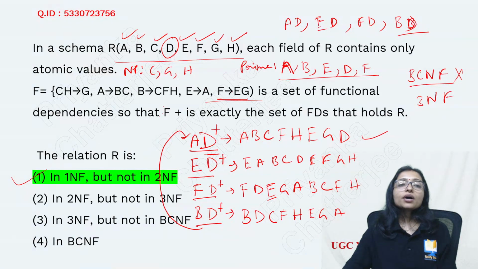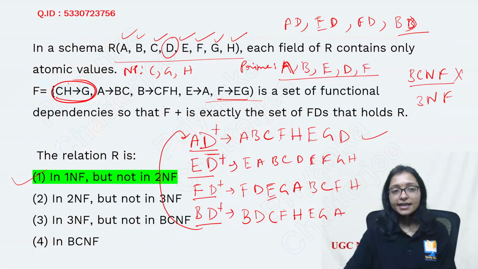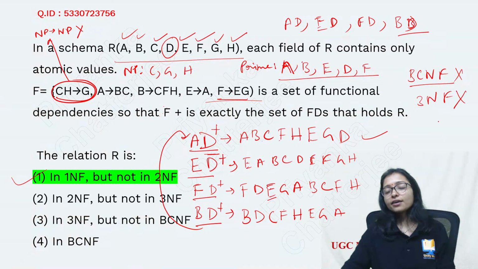Right. So now you see, non-prime to non-prime. This one. CHG. This is actually non-prime to non-prime. This is not allowed in 3NF. So it is not in 3NF. Is it in 2NF? Prime to non-prime.